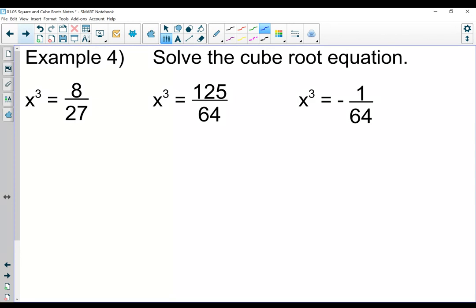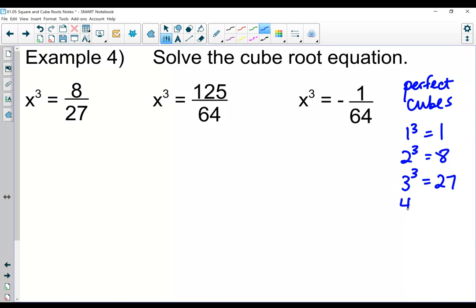For example 4, we're solving the cube root equation, and they're going to throw some fractions at us. So I want to think about my perfect cubes over in the corner here. I know 1 cubed is 1. 2 cubed, 2 times 2 times 2, is 8. 3 cubed is 27. 4 cubed is 64. 5 cubed, I'm just continuing until I see all the numbers that I need here. So 64, the next one would be 125. 5 cubed is 125. So now I have kind of a little cheat sheet to look at over here.